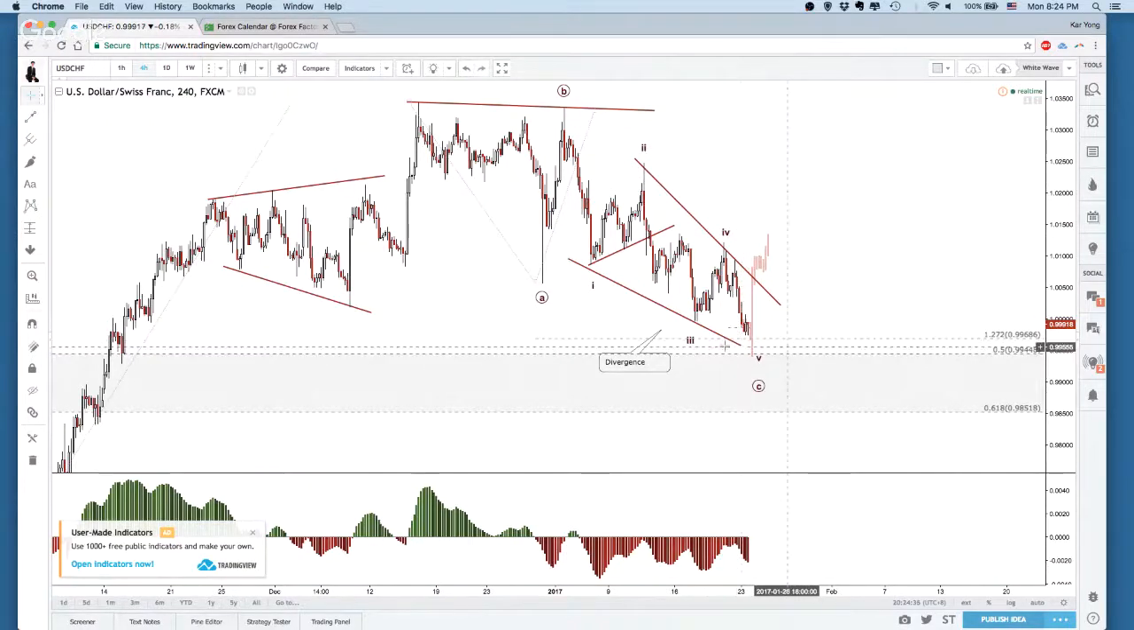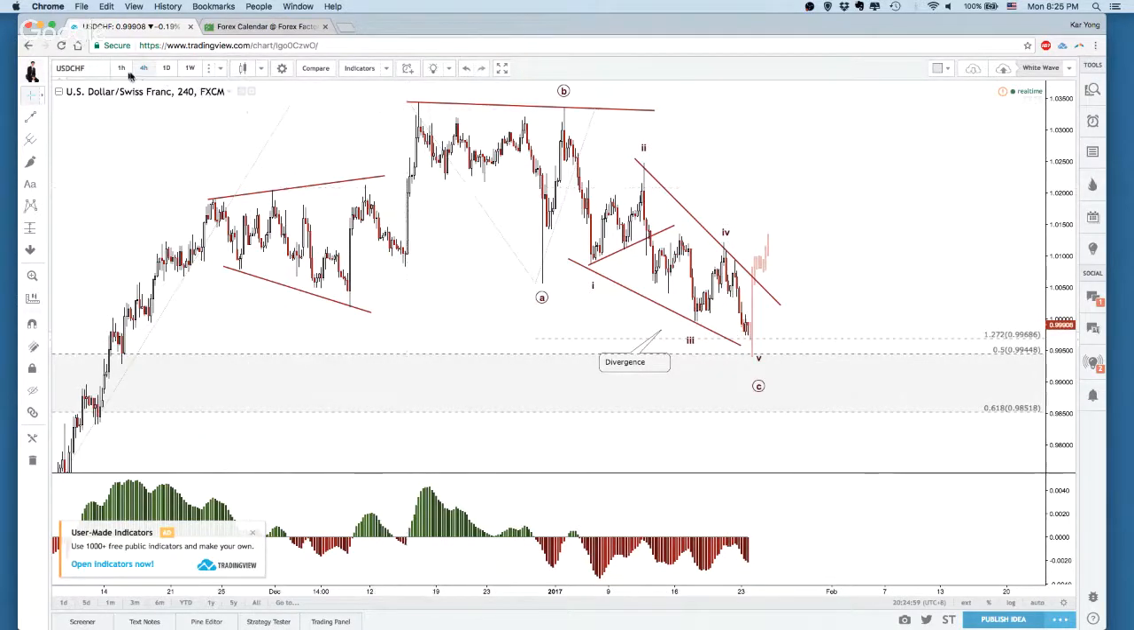We expect the minimum target is for price to test this. It can of course go as low as 98.50. So this entire area that you see over here, the 50% Fibonacci, 61.8 Fibonacci, and the 127 is the area in which we will be looking for decent opportunity to take a long trade on the dollar franc.